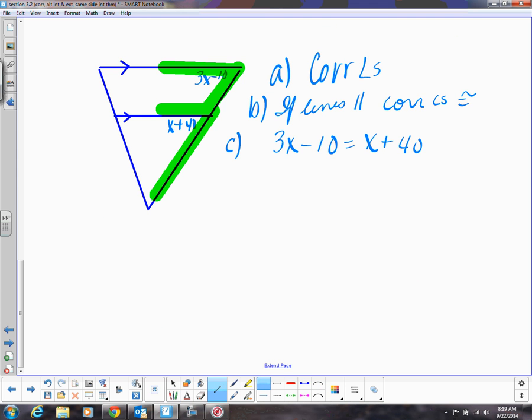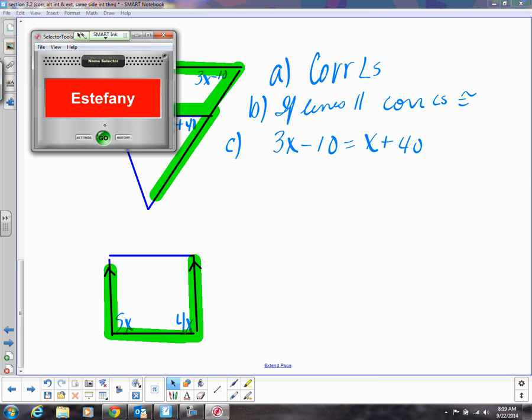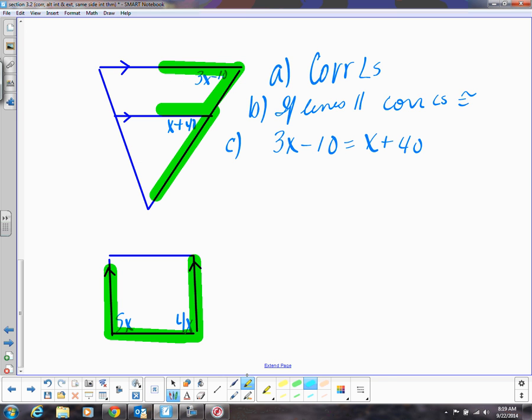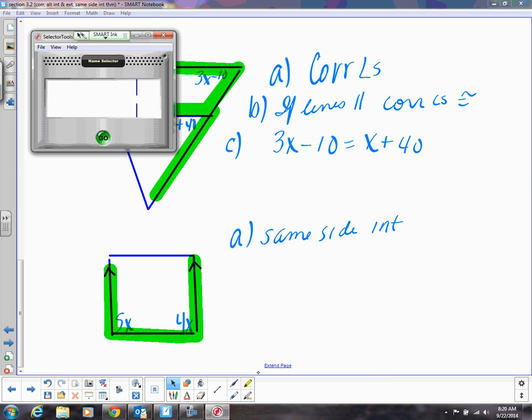So now if we look at 17, they have told us that these lines on the side are parallel. This is parallel to this. They've told us that this is 5x and that this is 4x. So if we were to trace the sides of my 5x and my 4x, a letter is formed, and that letter is a what, Madison King? It's a U. So what type of angles are these? Same side interior.